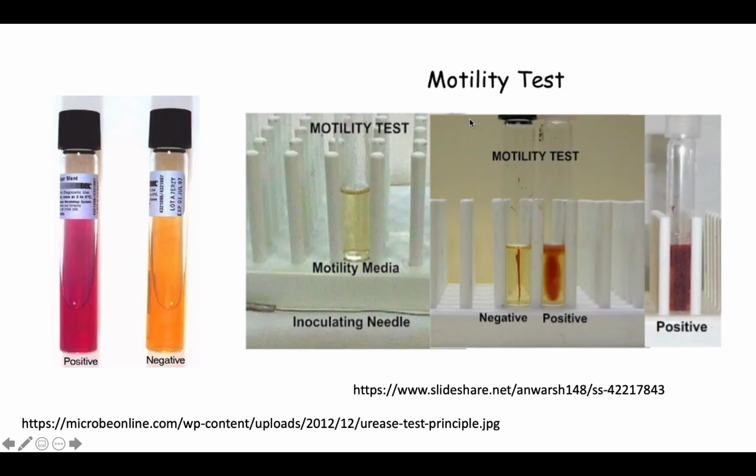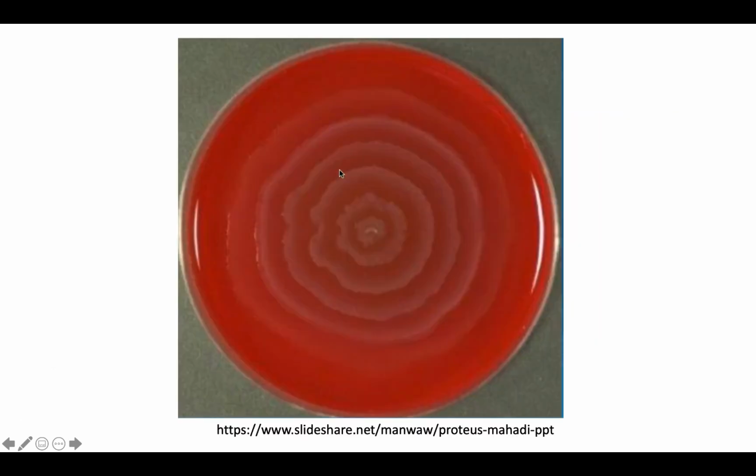And then for the motility test, you can inoculate the medium. This is a solid medium. If they are motile, they will move around. If they are non-motile, they will remain with the inoculation piece here. This is swarming of Proteus, from what you see in the lab.